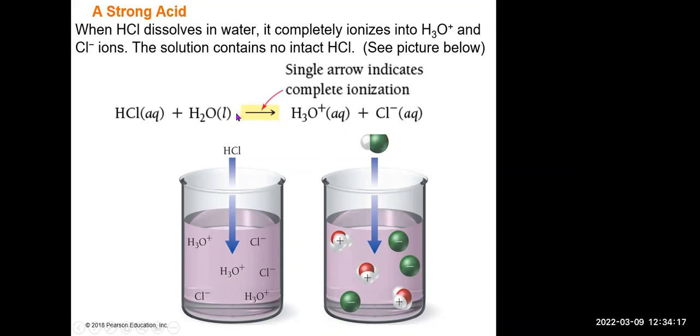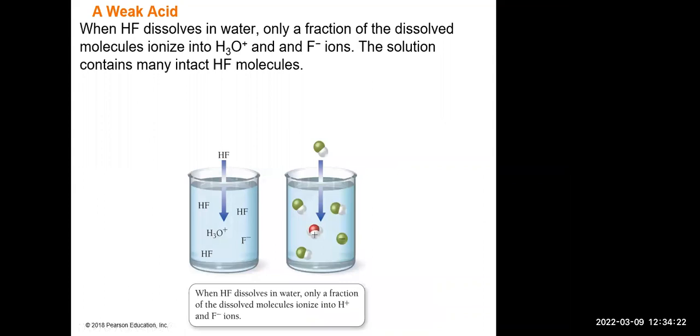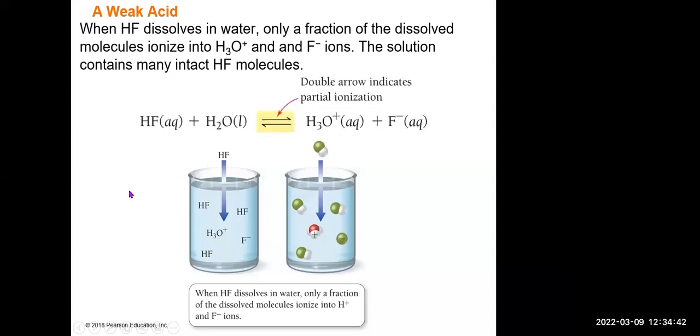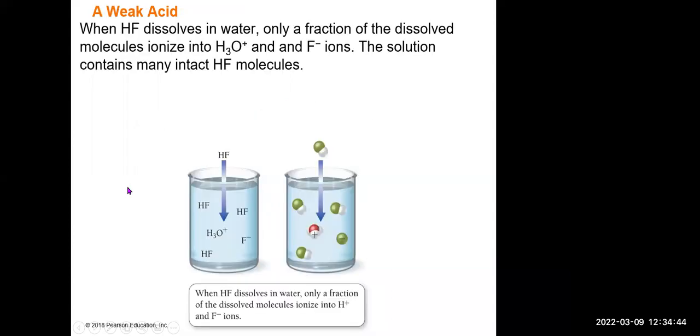one arrow pointing from left to right. Now you compare the other, the weak acid, which is HF. When HF dissolves in water, only a fraction of the dissolved molecules ionize into H3O+ and F- ions. The solution contains many intact HF molecules, as shown in this picture. The left picture just shows you the molecular formula. The right picture shows you the model. You can start with either one. Let's see the right one.